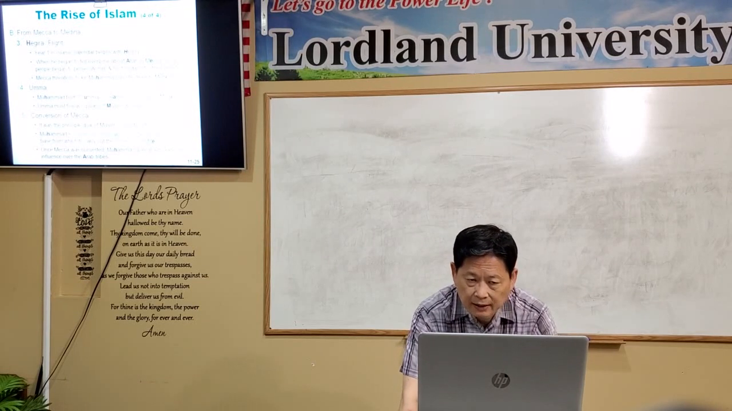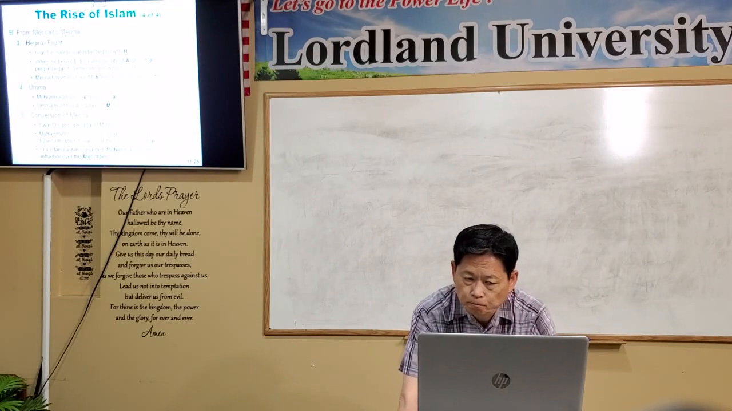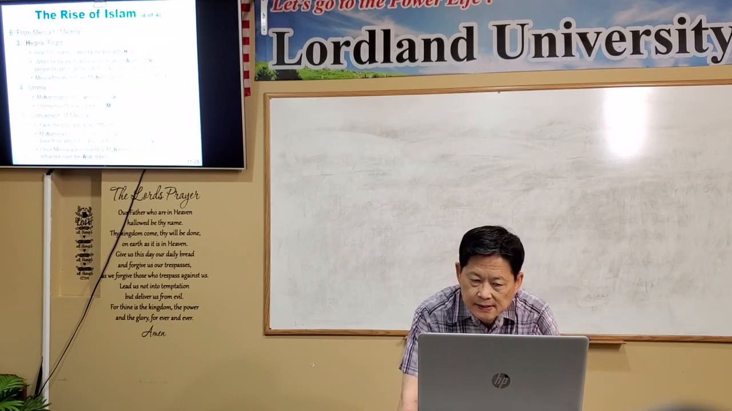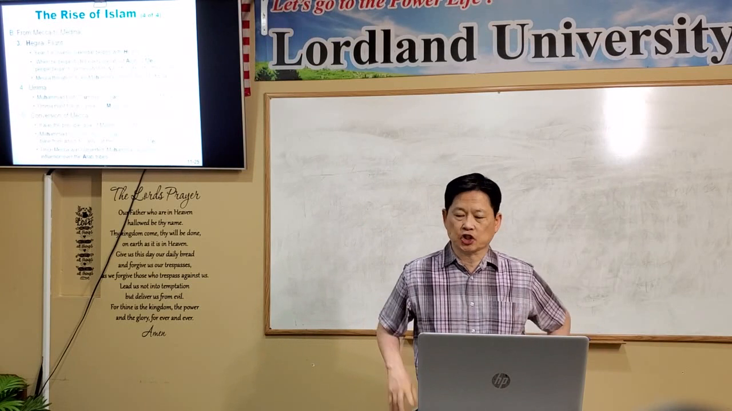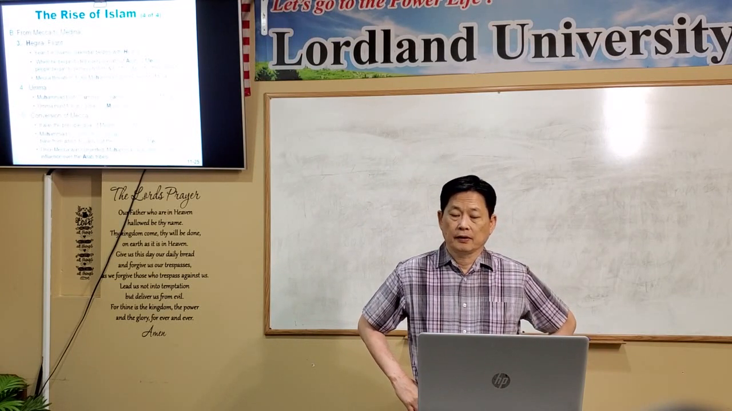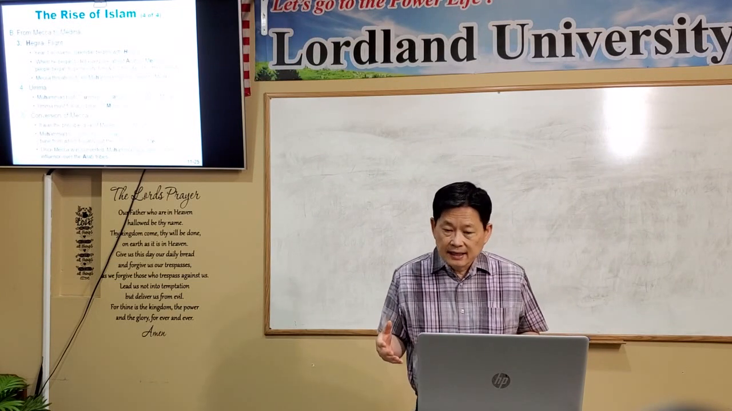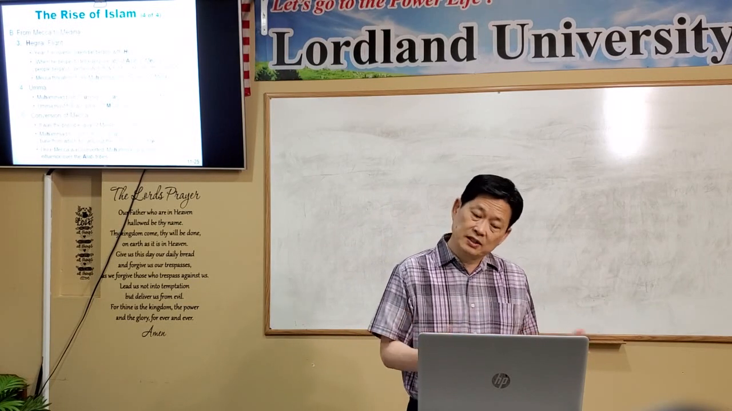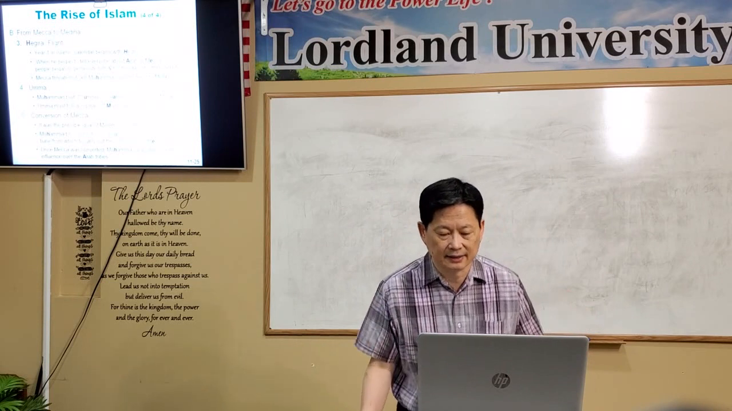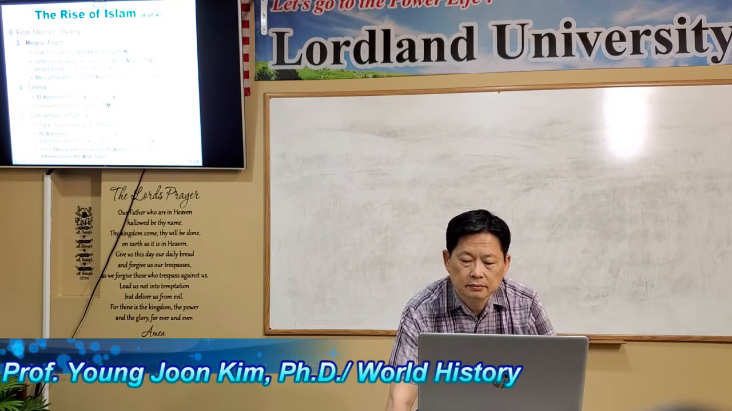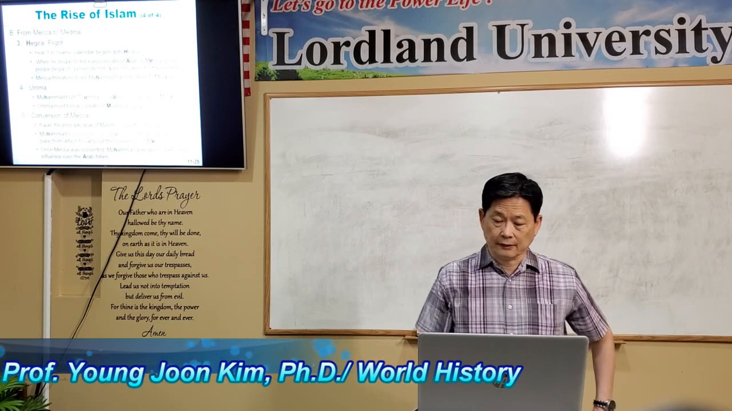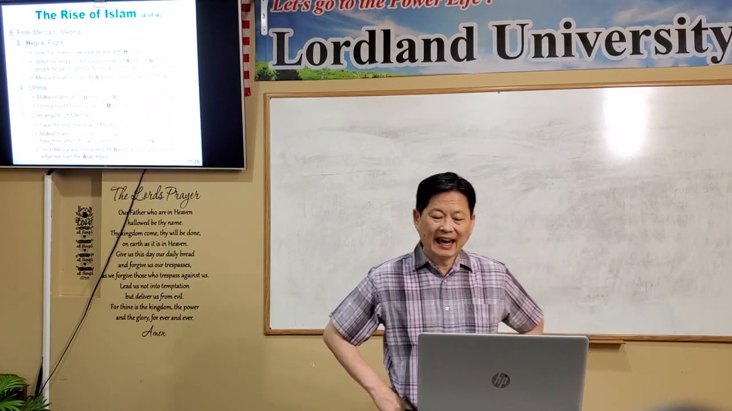Okay, from Mecca to Medina, Hijrah means flight. The Islamic calendar begins with the Hijrah. Therefore, 622 was year 1 in the Islamic calendar. Year 1 in the Islamic calendar begins with the Hijrah year, 622. Okay?